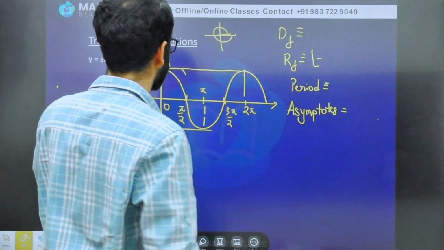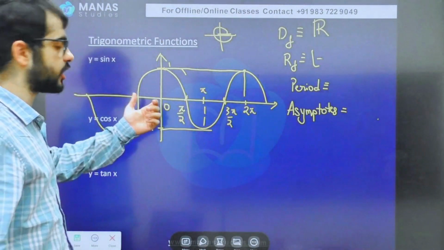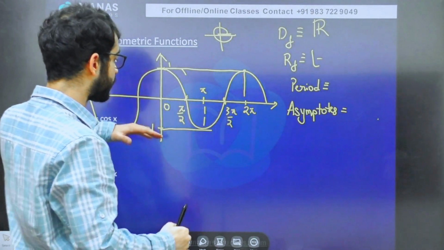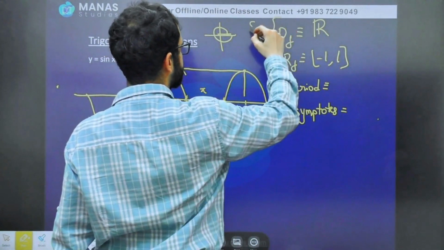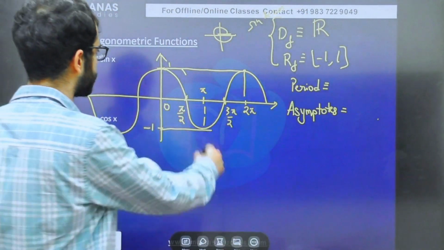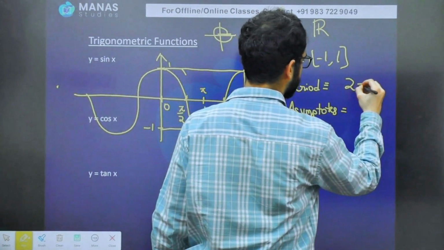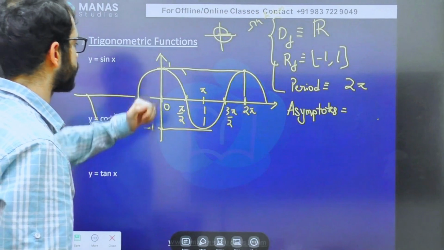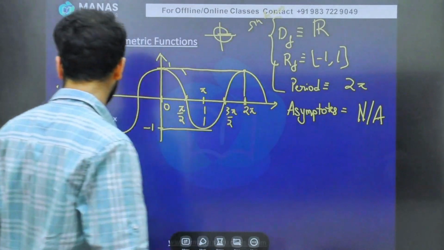So we can say that the domain of the function is the set of all real numbers, because all the values of x can be input as we move forward or backwards. The range of the function comprises all the values between minus 1 and 1. So we can say that the domain and range of both sine and cos are exactly the same. Then the period: the graph repeats itself after an interval of 2 pi, so the period is also the same for sine and cos. And there is no line towards which the graph is approaching indefinitely, so asymptotes are not applicable for cos as well.